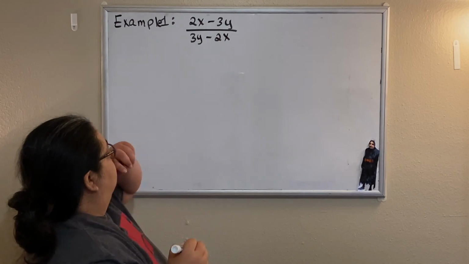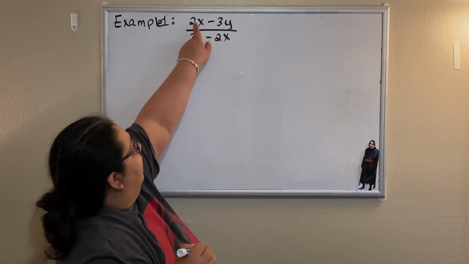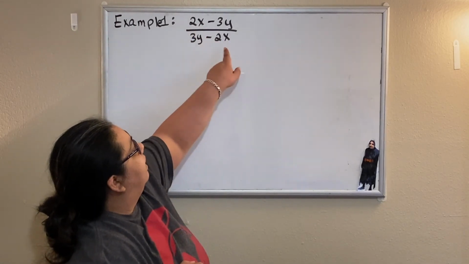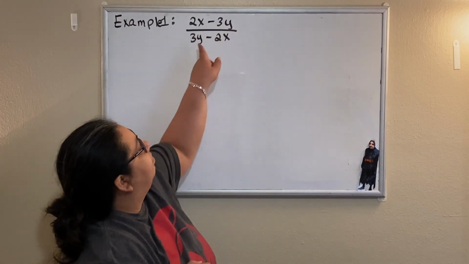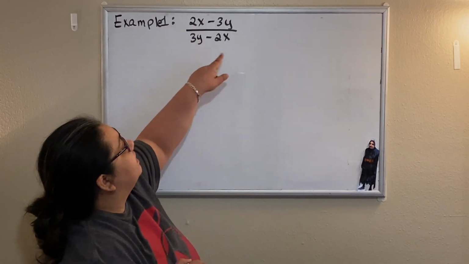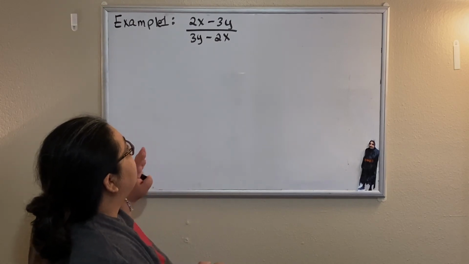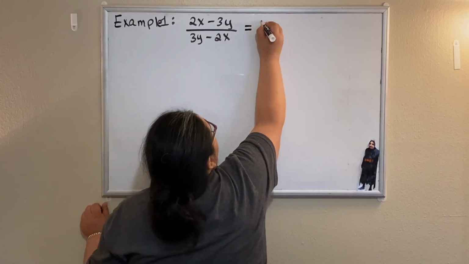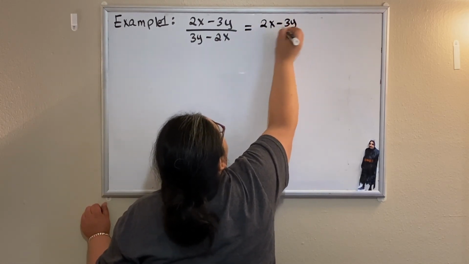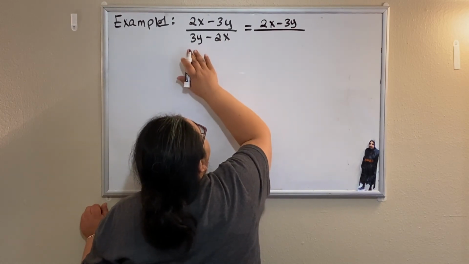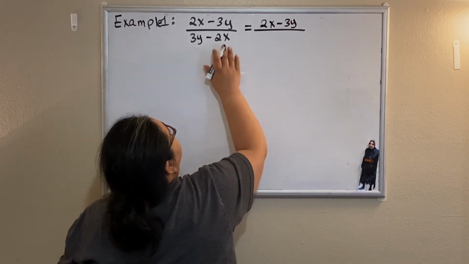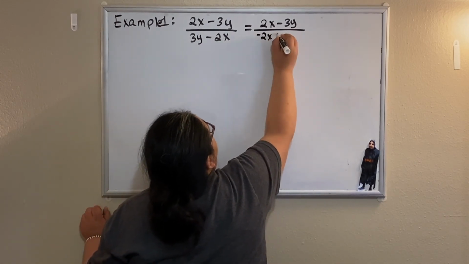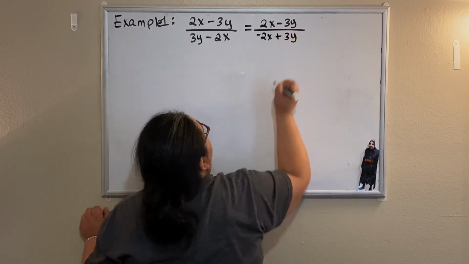Now, notice I have the same numbers in the numerator as in the denominator, the same terms. I have 2x and I have negative 2x here. I have negative 3y and positive 3y here, but the signs are all different. So one thing I can do is I can rewrite the denominator. So I'm going to rewrite the numerator. I'm going to say 2x minus 3y, no change there. But in the denominator, I'm going to use the commutative property, and we're going to rewrite these. We're going to say negative 2x and then a positive 3y.